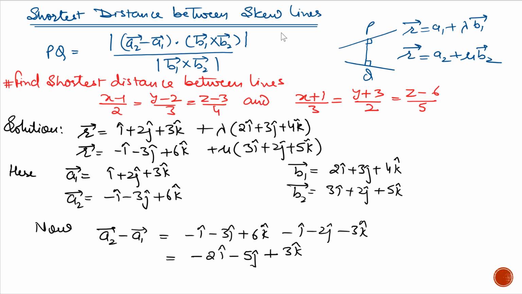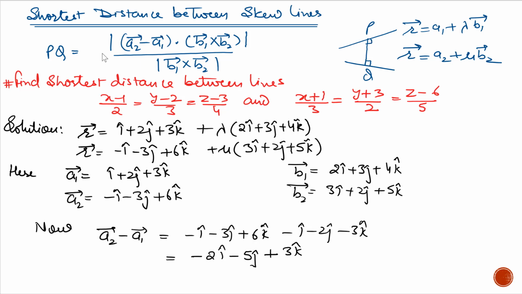Shortest distance between skew lines. Skew lines are those lines which are neither parallel nor intersecting. They are on different planes. We have two lines, r vector equals a1 vector plus lambda times b1 vector, and the second line is r vector equals a2 vector plus mu times b2 vector. PQ is perpendicular to both the first and second lines, and PQ is the required distance.